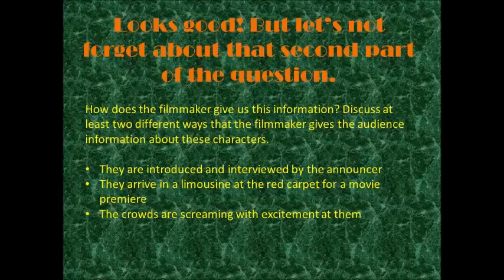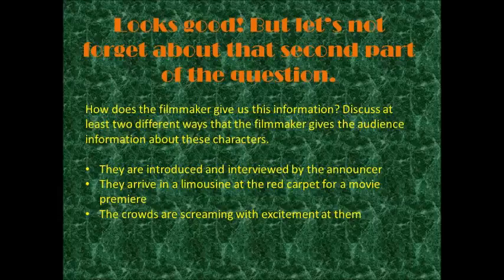They arrive in a limousine at the red carpet for a movie premiere. That should be a clue right there. And the crowds are screaming with excitement at them. They're not throwing tomatoes, they're not heckling, they're clearly excited and thrilled to see both of them. So those are the ways that we kind of put the pieces together and figure out what we know about Don and Lena.